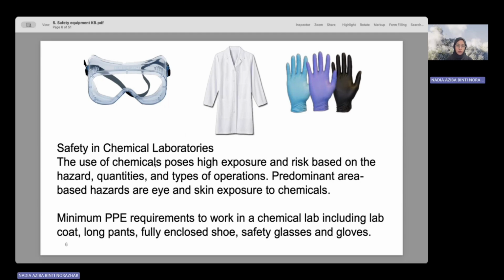So for safety in a chemical lab, the use of chemicals poses high exposure and risk based on the hazard quantities and also type of operations. Predominant area-based hazards are eye and skin exposure to chemicals. In simpler words, any work setting involving chemicals carries a safety and health concern for chemicals that will come in contact with the eye and skin.